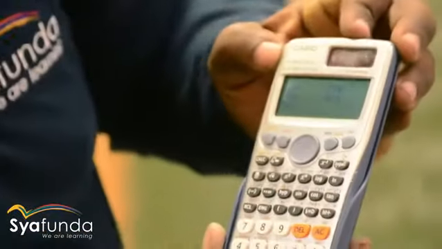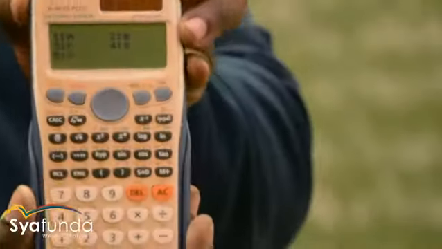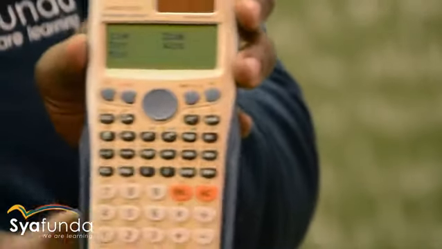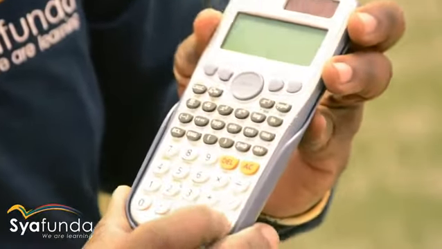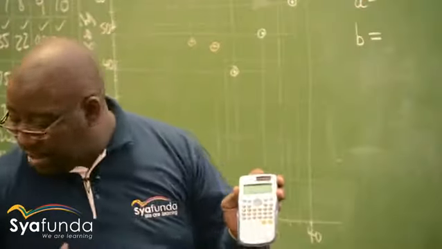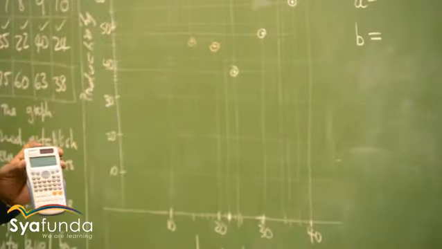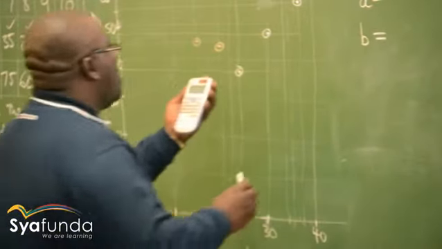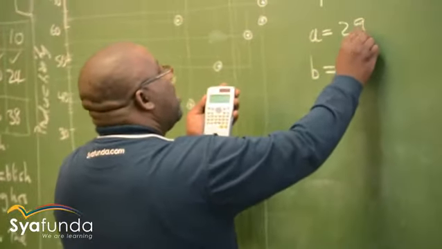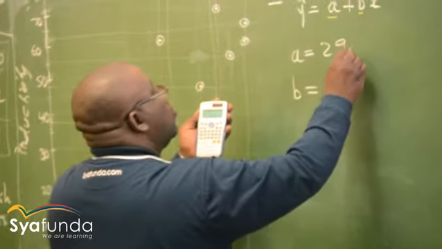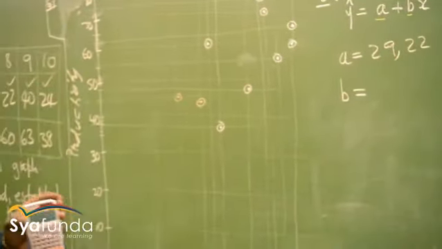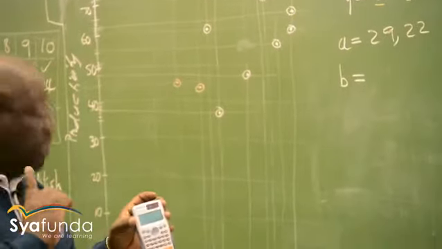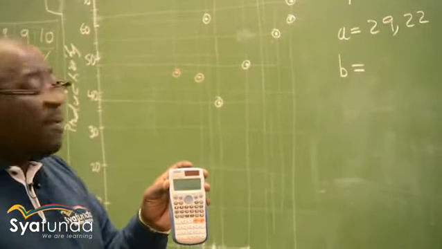What is A? Do I see A here? Yes, I do have A. A is number 1, so I punch 1 here and say enter. Let me write this down before I lose it. It is 29,22. This is the value of A. Now, what is it that I'm short of? I'm short of B. How do I find B?